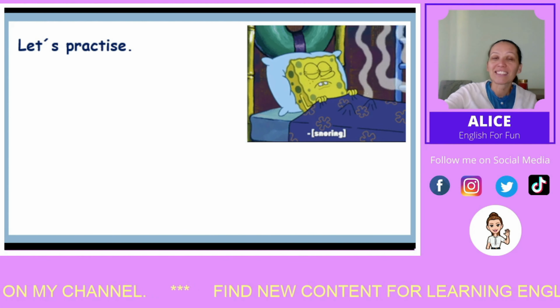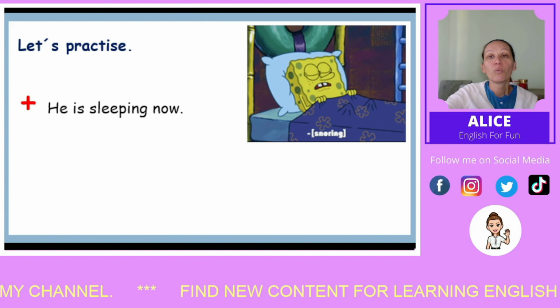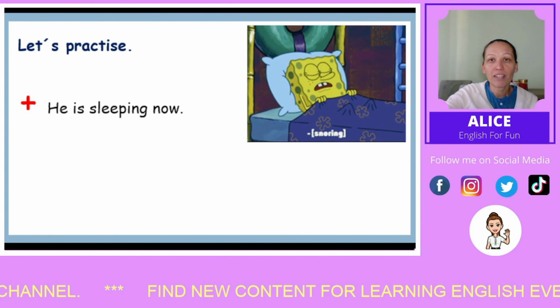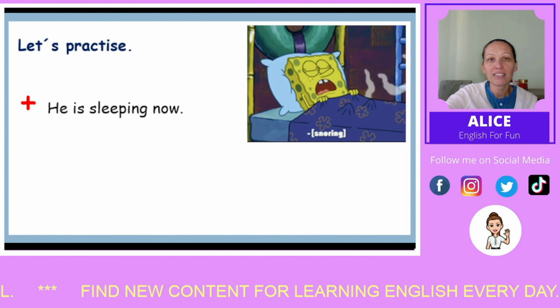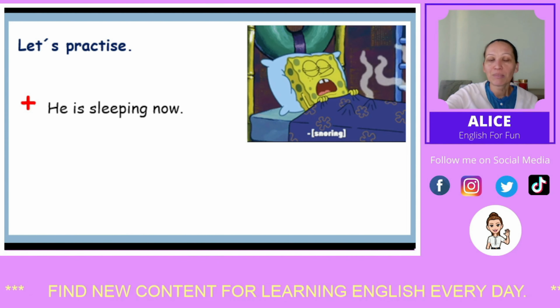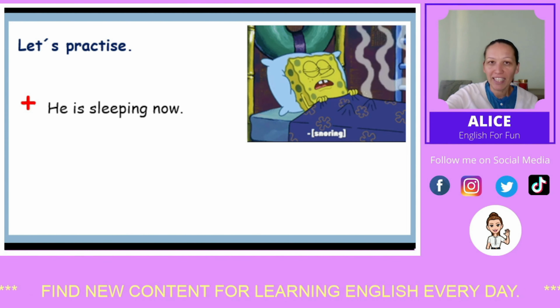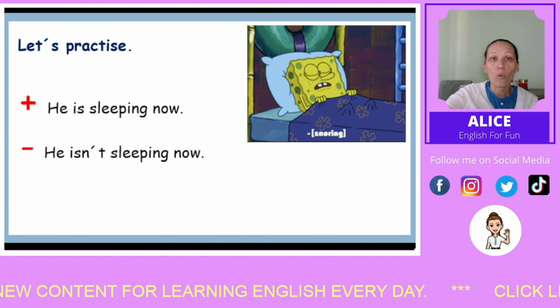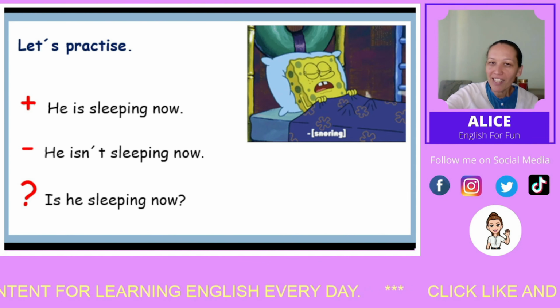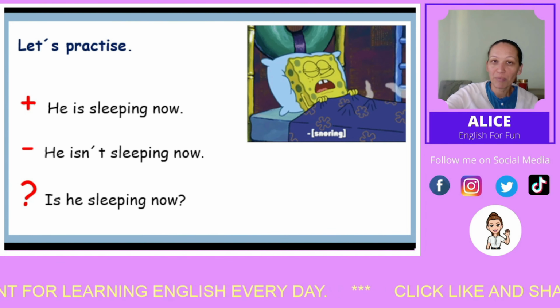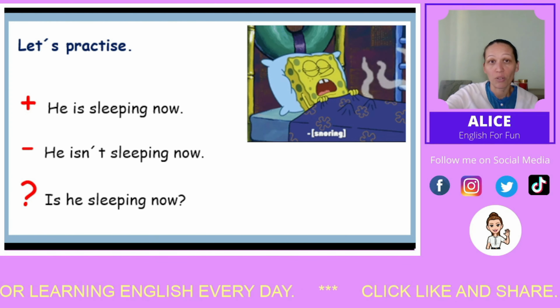Let's have some practice. What is he doing now? He's sleeping now. SpongeBob is sleeping now. Let's make a negative sentence. He isn't sleeping now. He's awake. Or if we want to ask, we should say, is he sleeping now? Well, yes, he is. Oh, no, he isn't.